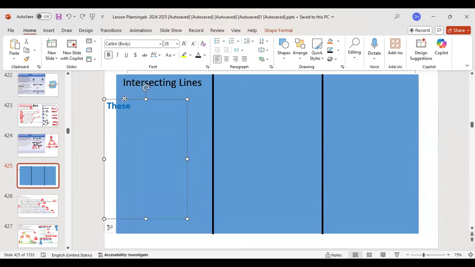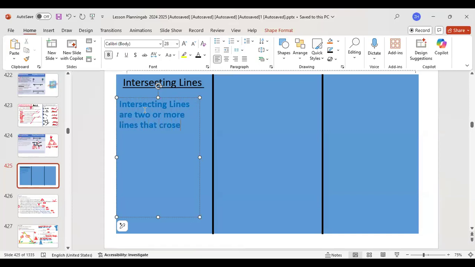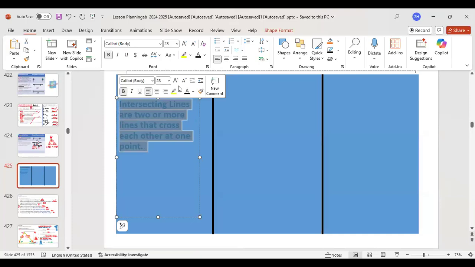So intersecting lines. Put an underline. Write up: intersecting lines are two or more lines that cross each other at one point. So they meet at one point.